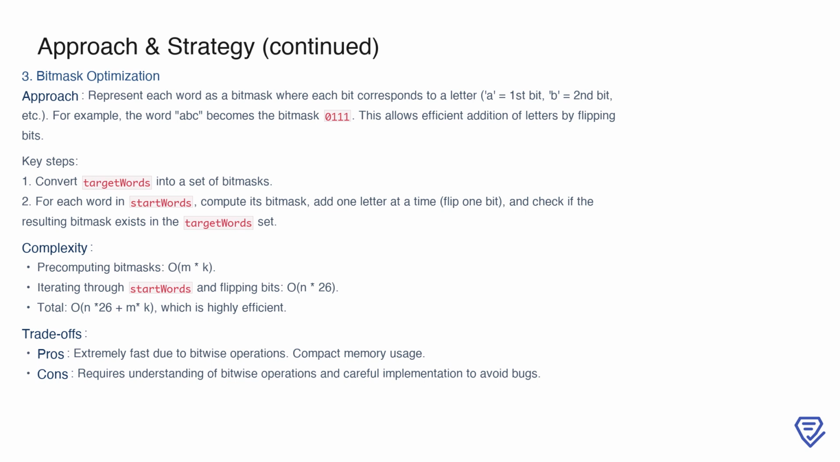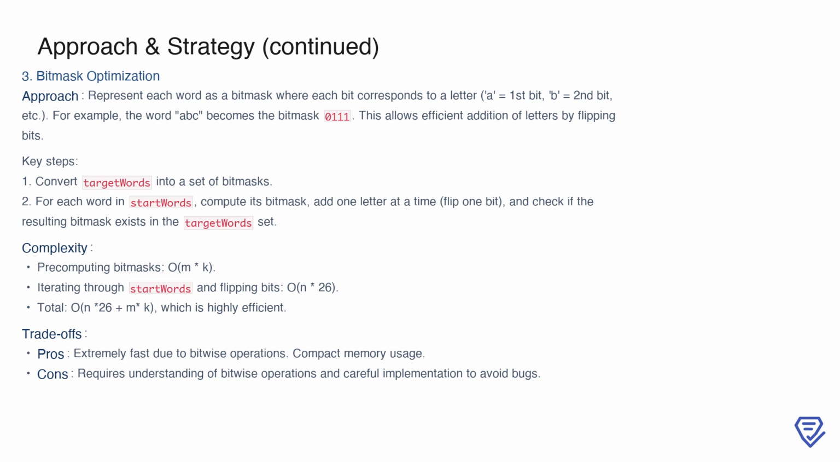In this method, each word is represented as a bitmask where each bit corresponds to a specific letter. For example, the word ABC would be represented as a bitmask where the first, second, and third bits are set to 1, resulting in the value 0111. Adding a letter is as simple as flipping the corresponding bit in the bitmask. Here's how this works in practice.